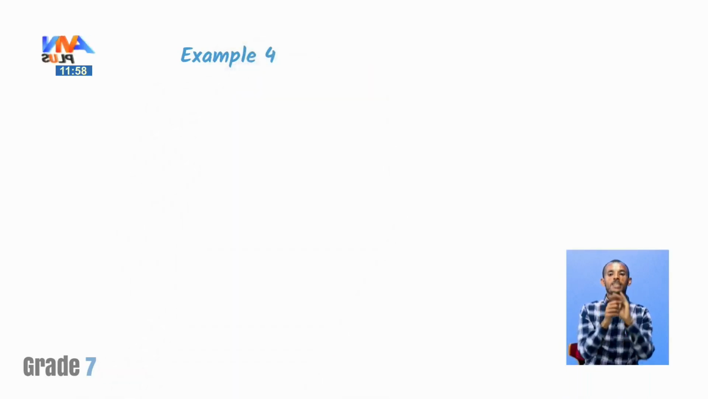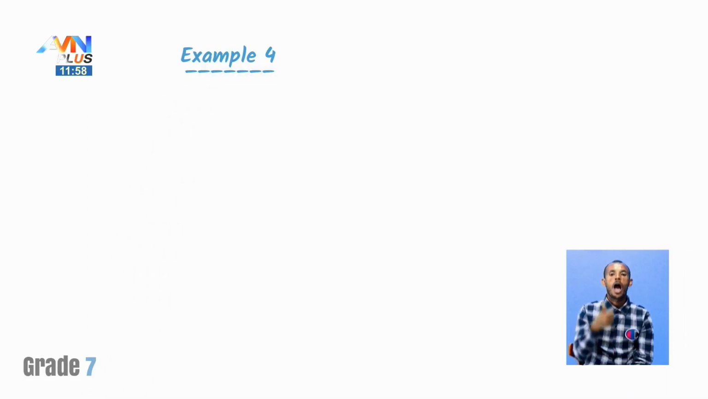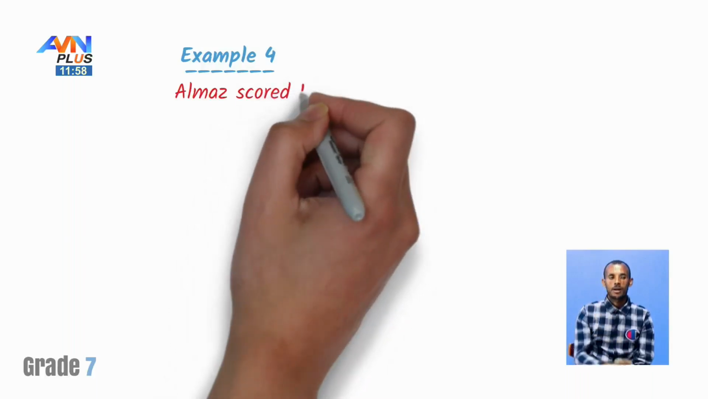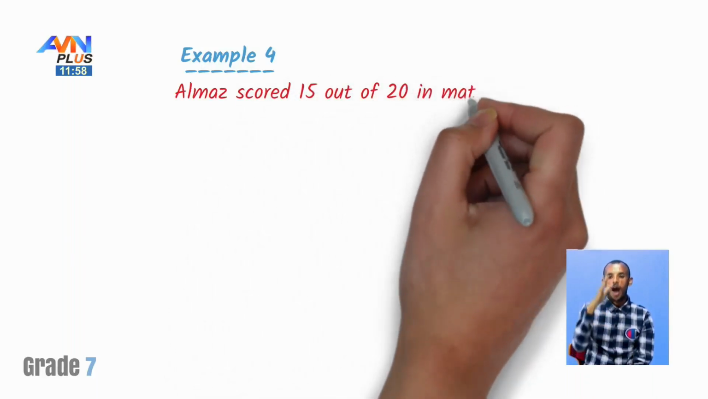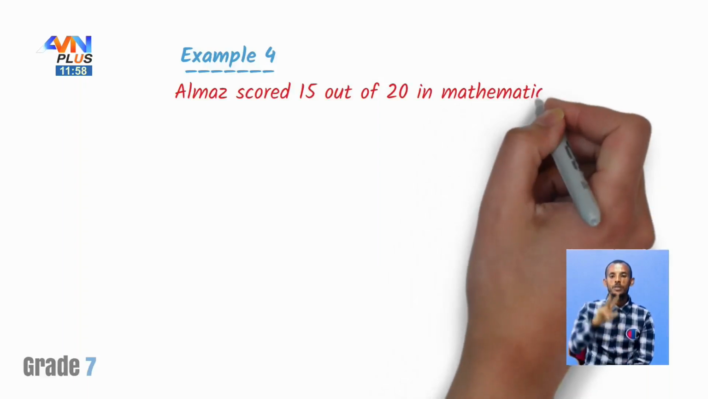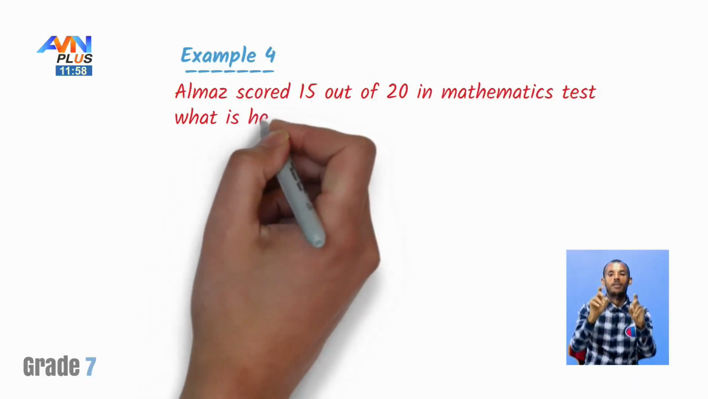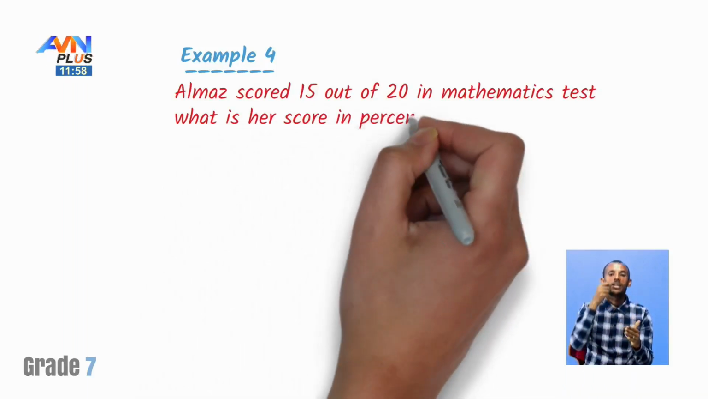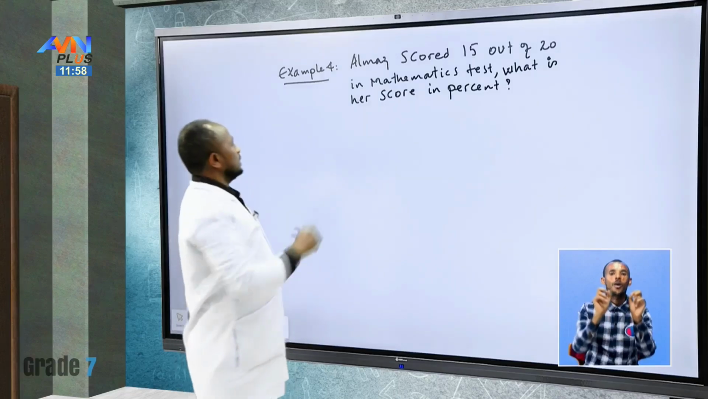Example 4. Almaz scored 15 out of 20 in mathematics test. What's her score in percent? Okay, let's try this.